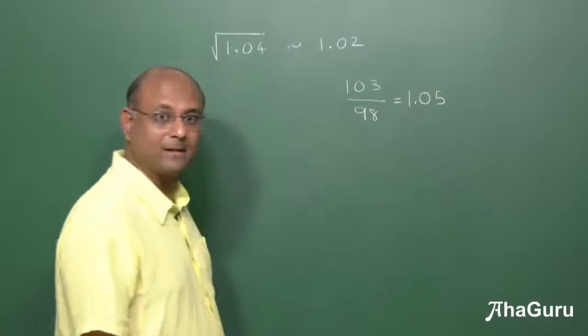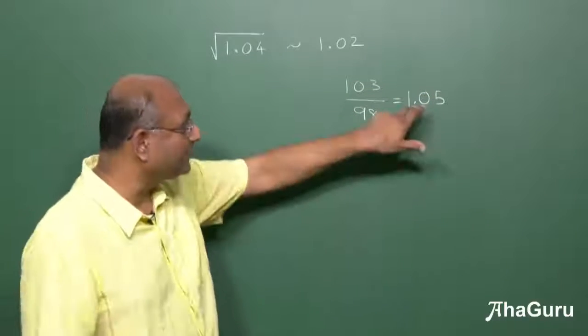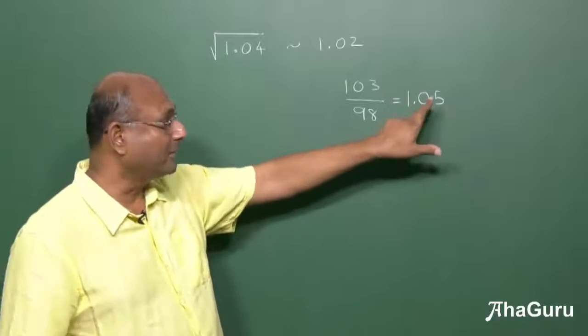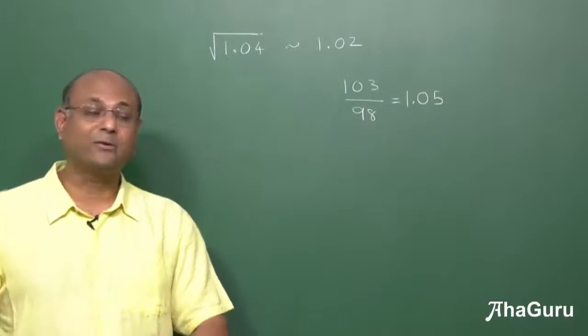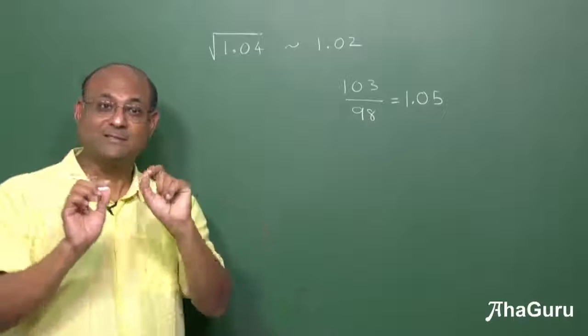1.05. How do I know? If you take your calculator and check, it will not be 1.04, it won't be 1.06, it will be 1.05. How do I know that to 2 decimal places accuracy? Because I know this very interesting formula.